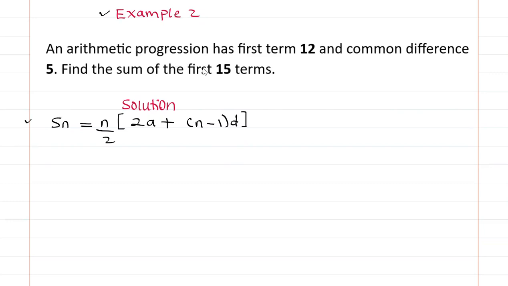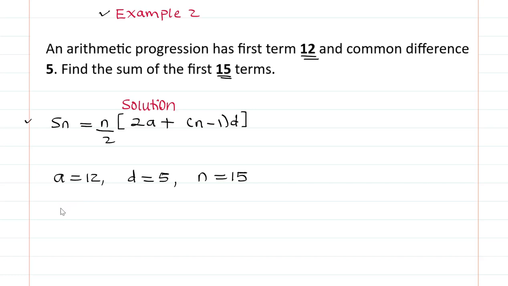It is an AP, that's why we have written this, and the first term is 12. So we say our first term A is 12, and then the common difference D is 5. Find the sum of the first 15 terms. So our n for the first 15 terms is 15. That is the number of terms under consideration. So basically, for us to find the sum, we substitute for A, D, and N.